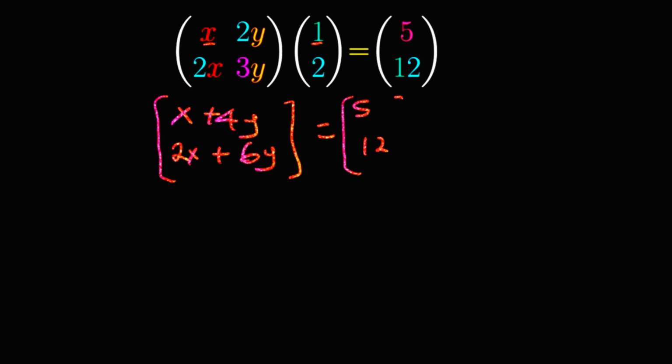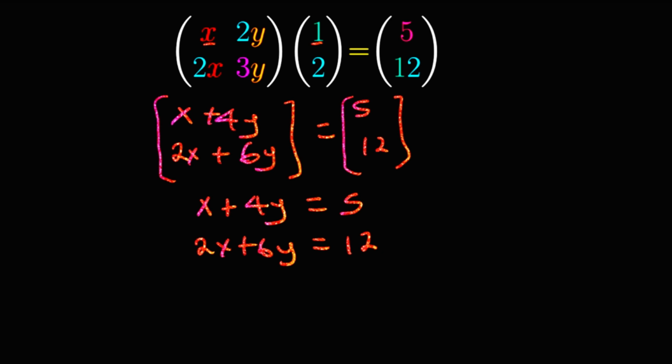So now you can separate these as two different equations that you can solve simultaneously. So we have x plus 4y being equal to 5. You just equate corresponding terms in each matrix on either side of this equation. So we have 2x plus 6y being equal to 12. So we can name these equations. We can call this equation 1, and then we call this equation 2.